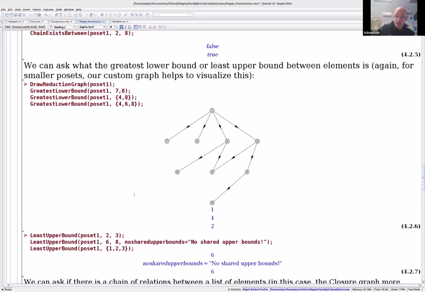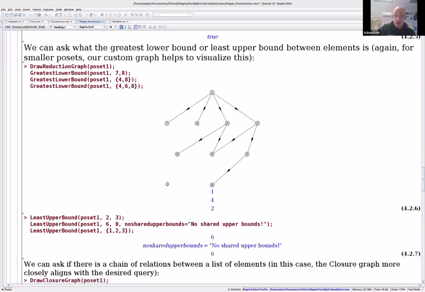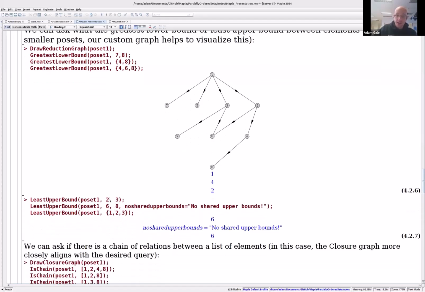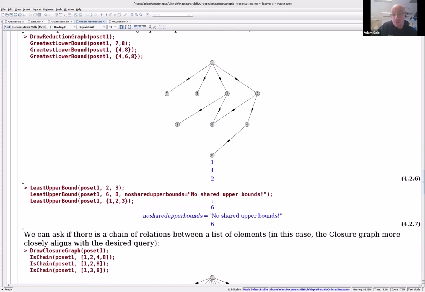Similarly, we can check for least upper bounds as well. We can call it on 2 and 3 and see that they are connected via 6. And once again, if there are elements that do not share any upper bounds, we can tell the function what to return in that case. In that case, we simply return "no shared upper bound."